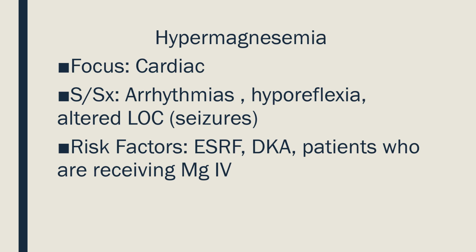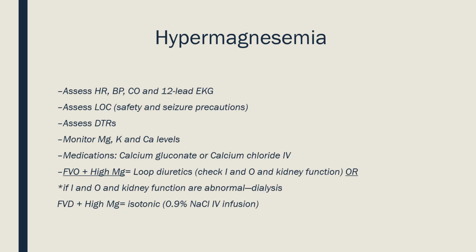And for high magnesium level, again, our focus would be cardiac. And yes, they will still have arrhythmias and seizures, but when it comes to reflexes, they have hyporeflexia. So patients who have this type of disease process are those patients who have end-stage renal failure, diabetic ketoacidosis, and patients who are receiving magnesium. So that's why when you're giving magnesium IV infusion, you just want to make sure that you monitor them closely.